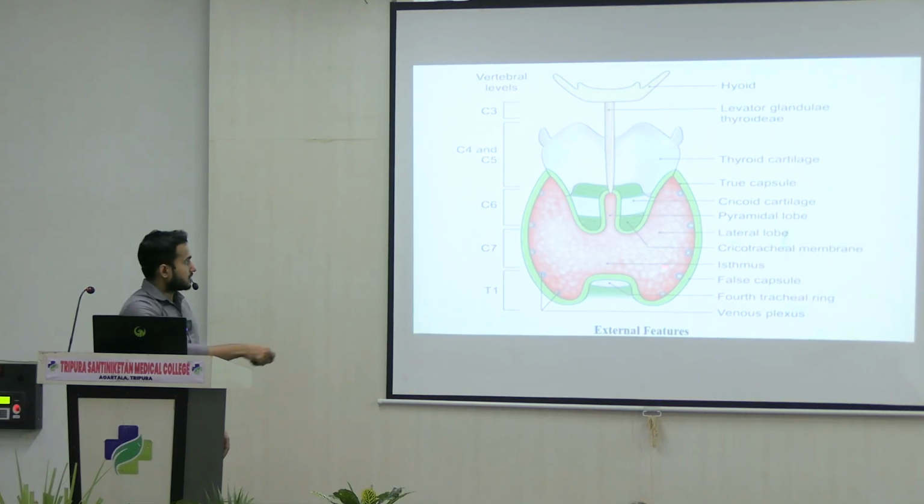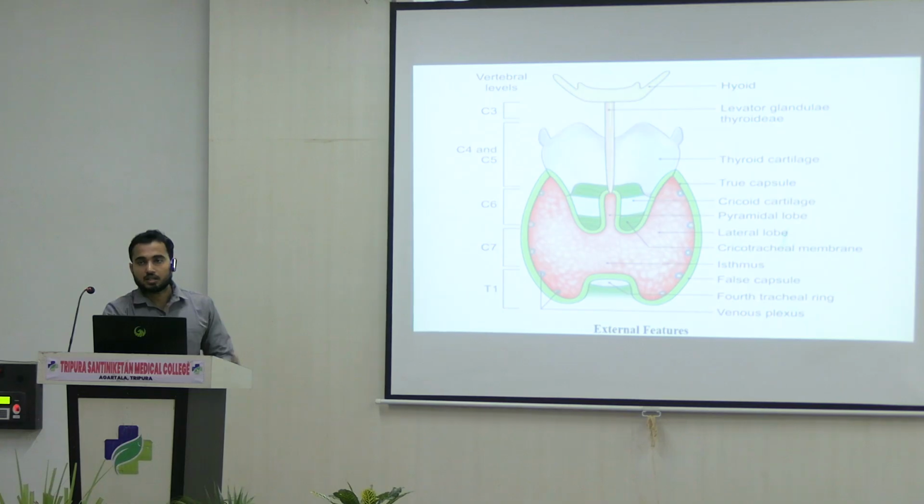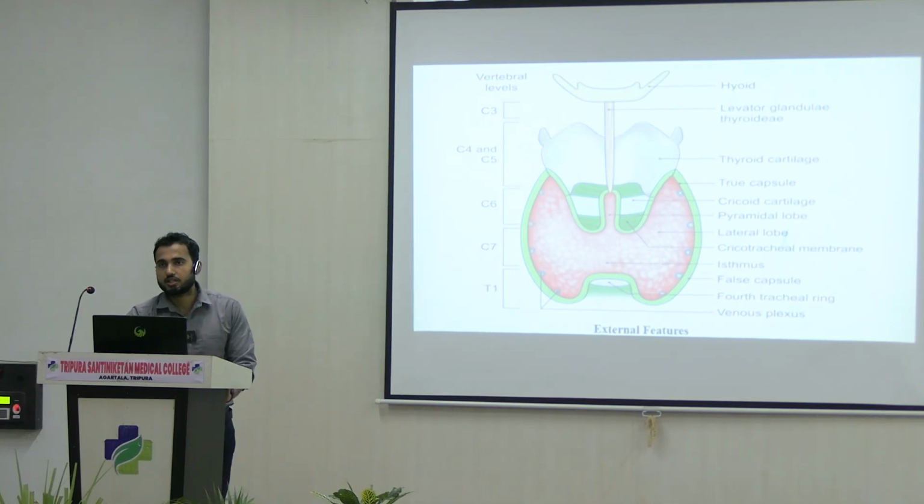And if you see, this is the isthmus. Now this isthmus is extending. So this is the extent of the isthmus. The isthmus is extending from the 2nd to the 4th tracheal rings. So this is the extent of the isthmus.